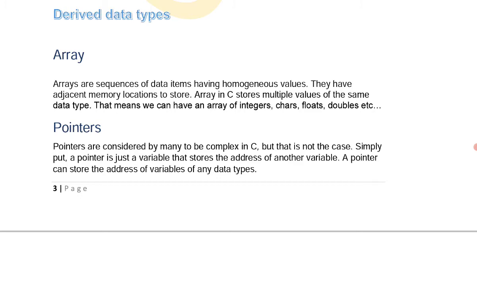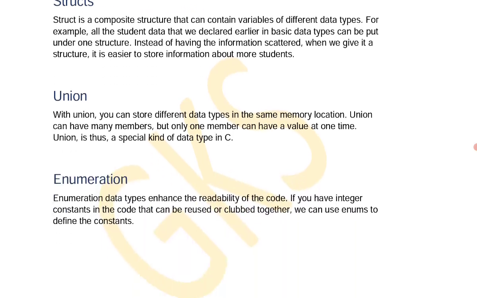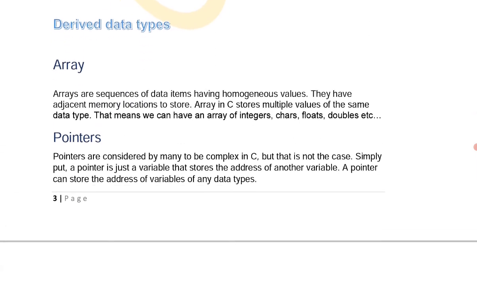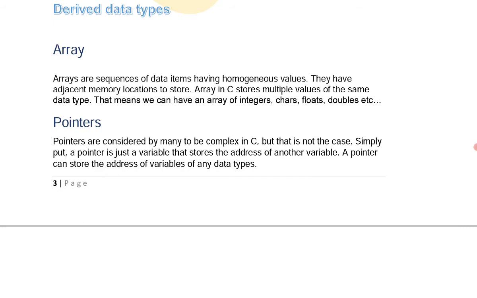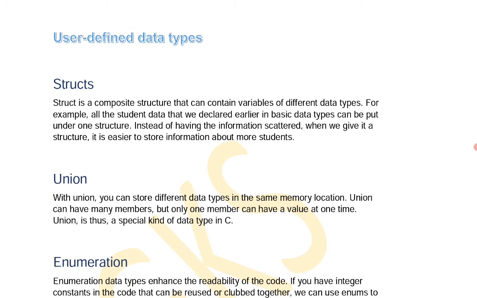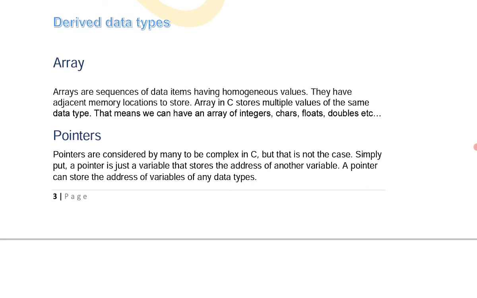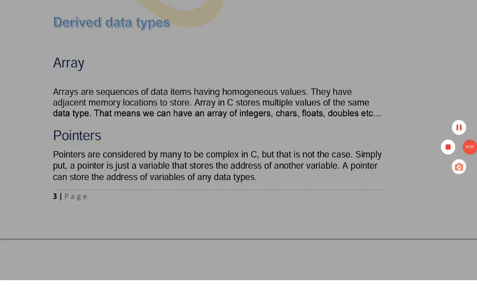Arrays, pointers, structures, unions, and enumeration. So what are the derived data types? Arrays, pointers, structures, unions, and enumeration. So derived data types are five types. First one is arrays.